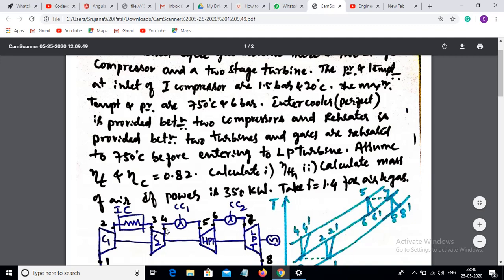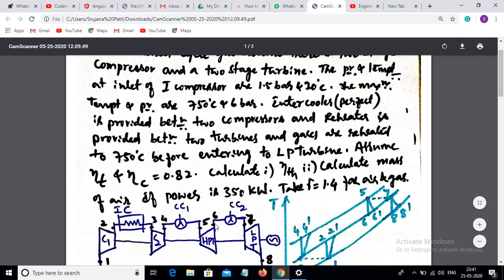So with the temperature T4 dash and pressure P4 that is 6 bar, it enters the combustion chamber 1, where the combustion takes place by burning the fuel. So its temperature will be increased to T5. This is the maximum temperature, that is 750 degrees centigrade. But the combustion takes place at constant pressure, that is 6 bar. At 6 bar and 750 degrees centigrade, the gases will expand in the HP turbine.